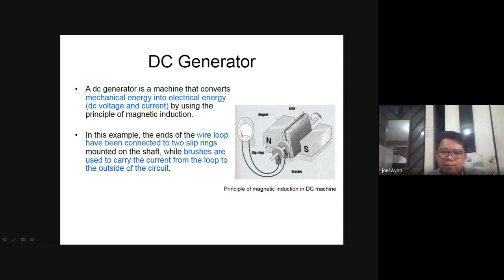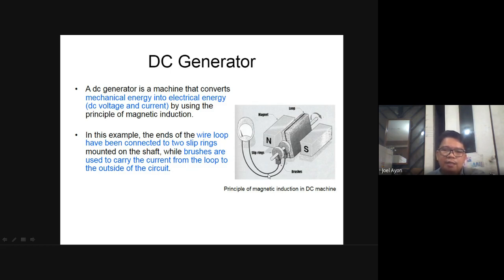But this one is only for presentation or illustration, class. Actually, the actual DC generator uses a commutator. It does not use slip rings, because slip rings are used in AC machines. Here, slip rings are used only for illustration.